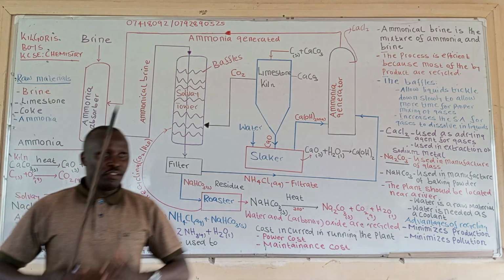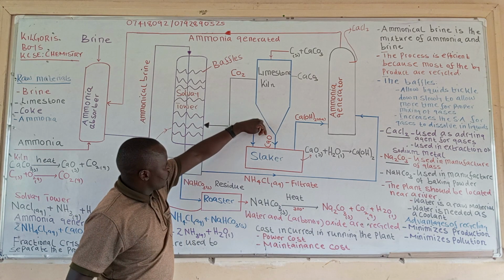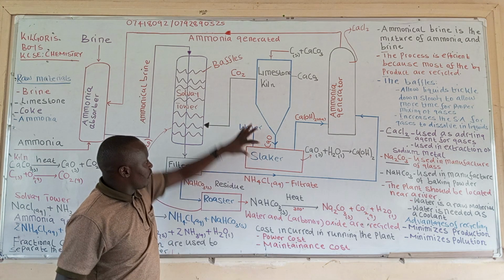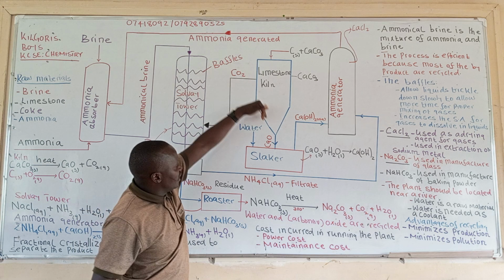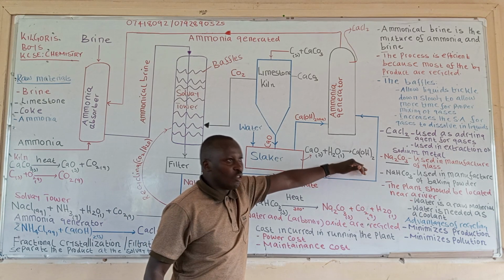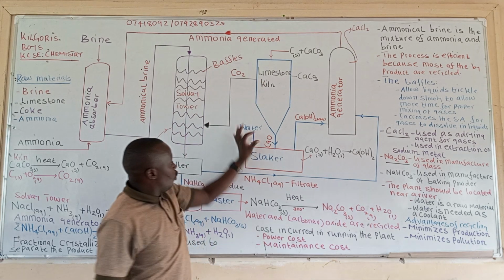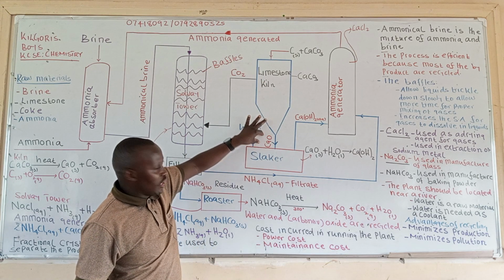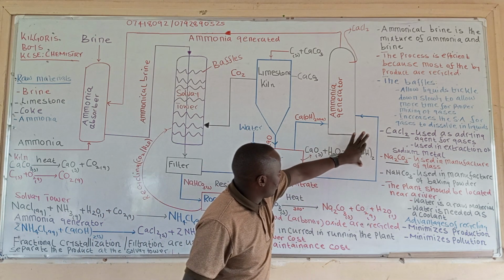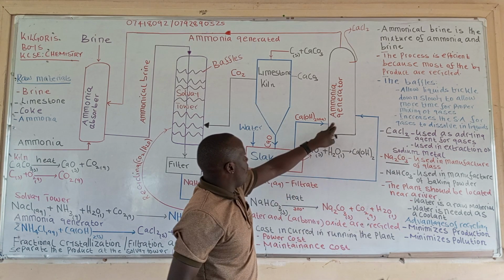Now, from the decomposition of the limestone to form calcium oxide and CO2, the calcium oxide will just drop down in the slacker here, where it will combine with water. So the calcium oxide from the kiln will combine with water in the slacker, and then it forms calcium hydroxide. This calcium hydroxide, as you can see, is taken to the ammonia generator.